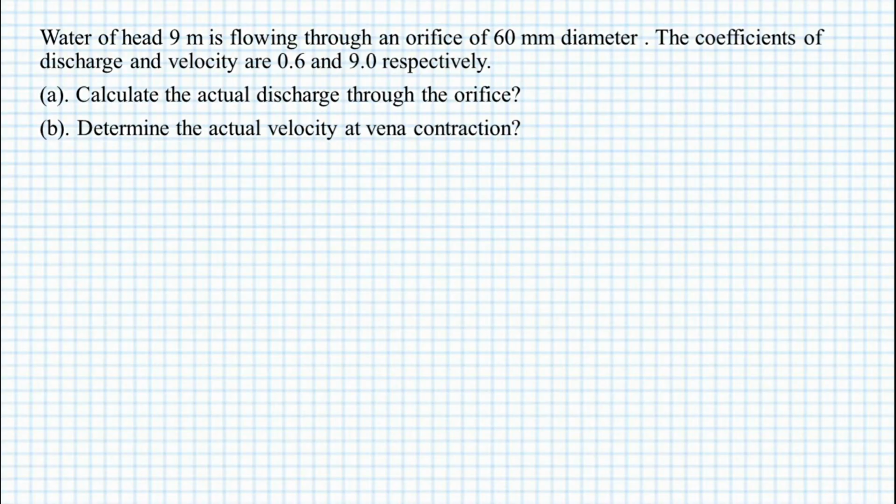The problem is, a water head of 9 meters is flowing through an orifice of 60 millimeters in diameter. The coefficients of discharge and velocity are 0.6 and 0.9 respectively. Calculate the actual discharge through the orifice and determine the actual velocity at vena contracta.